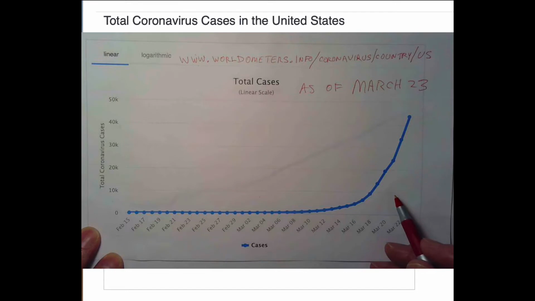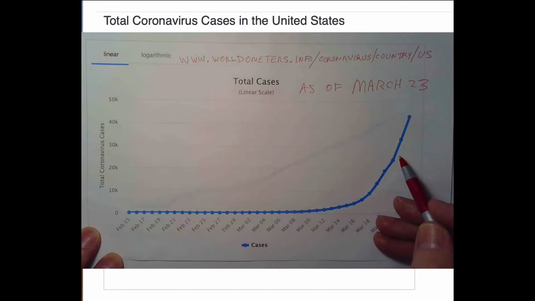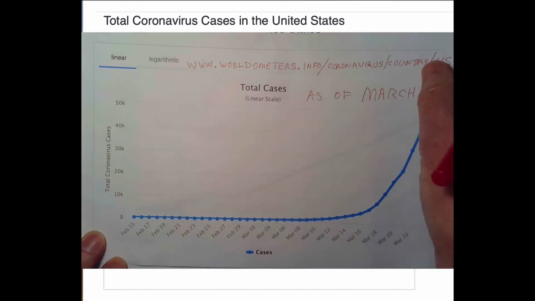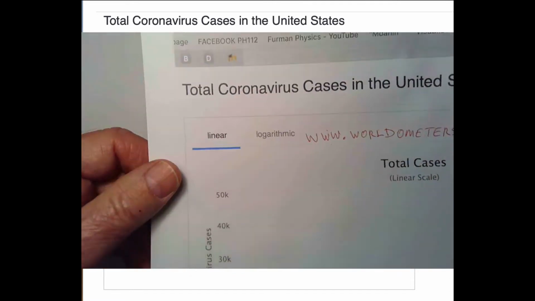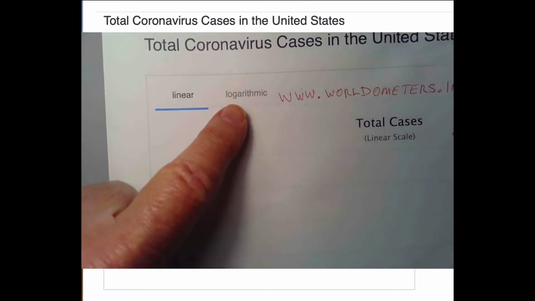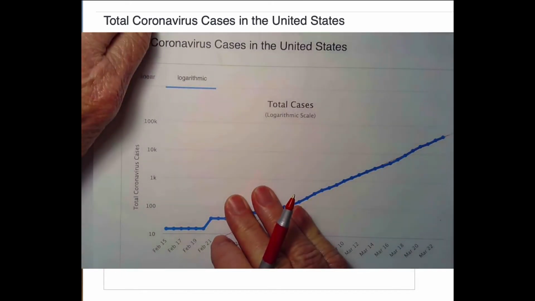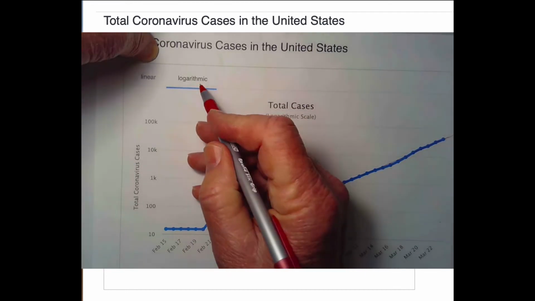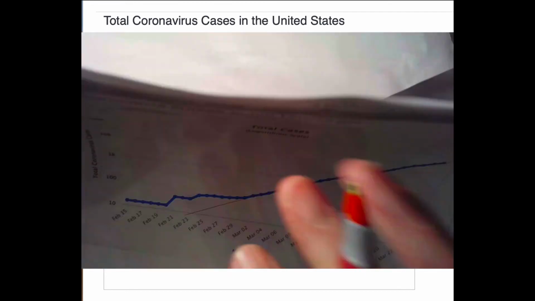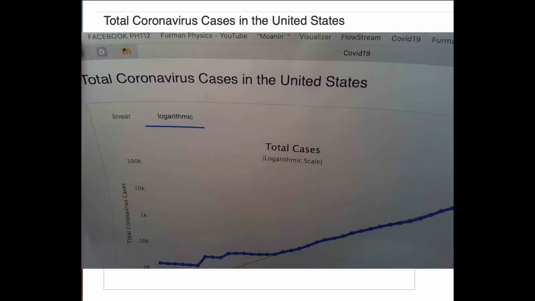Some of you ask me, well, how can you tell when the curve is going to start to flatten? You can't look at a curve like this, because this is linear in time. You want to look at the logarithmic growth. So here's the logarithmic growth. On that same website, you click on the upper left-hand corner, which is one of the few websites I see that plots the log scale.